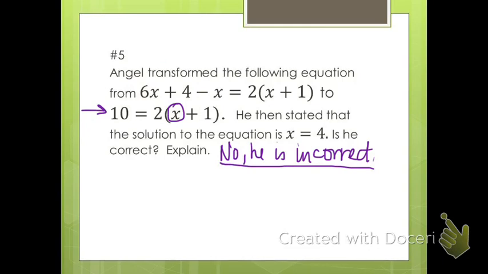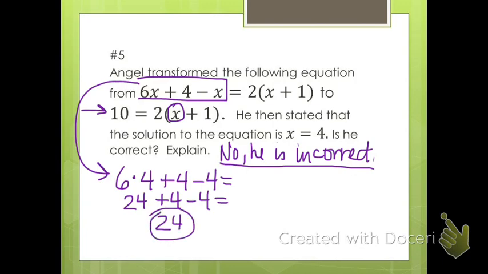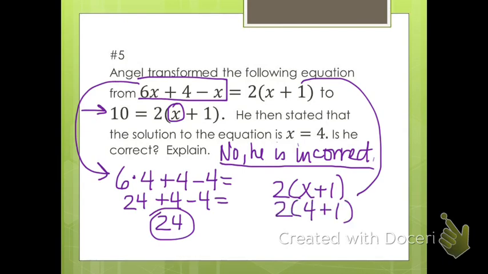But if he did this transformation properly, it would also be a solution to the original equation, and it isn't. If I put in x equals 4 for the left side here, I get 6 times 4 plus 4 minus 4, which is 24 plus 4 minus 4, which is just equal to 24. And the right side, 2 times x plus 1, is of course 10, because it's 2 times 4 plus 1. 2 times 5 is 10. And 24 does not equal 10. Therefore, x equals 4 is not a solution to that equation.